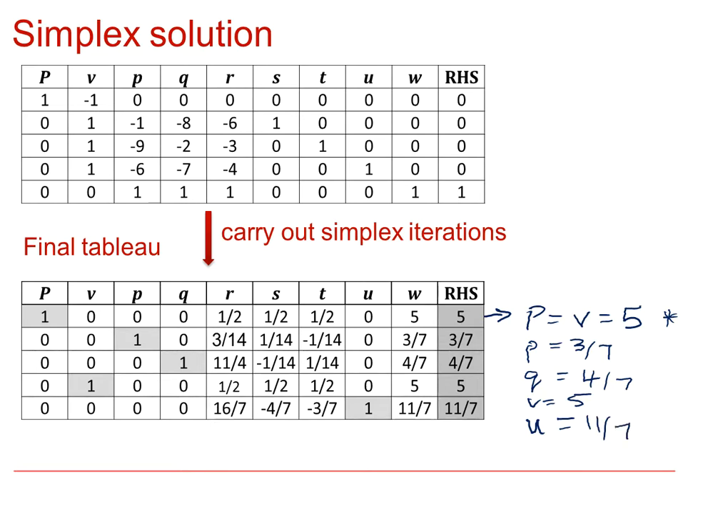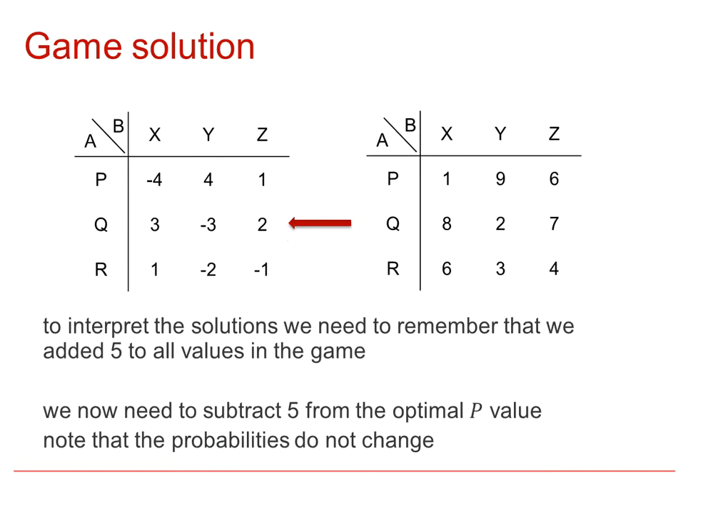We note that some of the variables do not appear. So for example r is not given a value, nor is s, nor t, nor w. So these are all equal to 0. To interpret the solutions more fully, we do need to remember that we added 5 to all the values in the payoff matrix at the beginning. So we do now need to subtract 5 from that optimal P value. So where P was 5, now by subtracting 5, that takes us to the revised P being 0. Note that the probabilities, those p, q, r, etc. do not change.